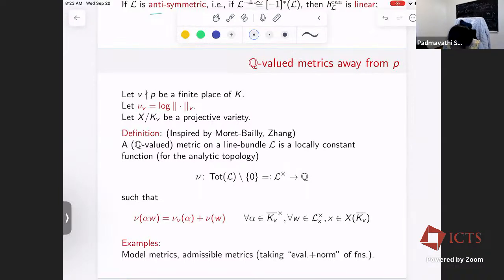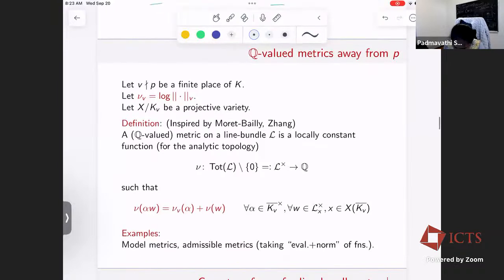So more generally, you can take any nice variety over K_v, where v does not divide p. A metric on a line bundle on this abelian variety, a Q-valued metric, is the data of a function on the total space of your line bundle, but minus the zero section. It's a Q-valued function on L cross, but it's a nice Q-valued function. It's locally constant for the analytic topology on L, and moreover, fiber by fiber.